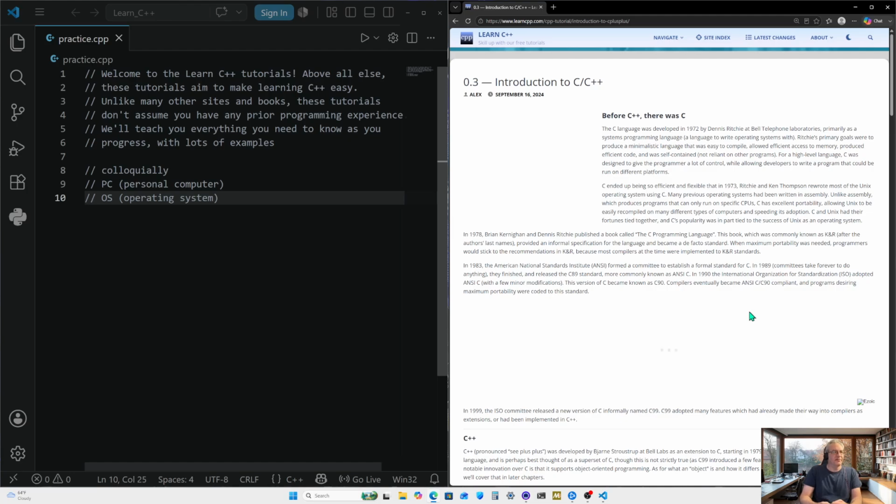In 1978, Brian Kernighan and Dennis Ritchie published a book called The C Programming Language.